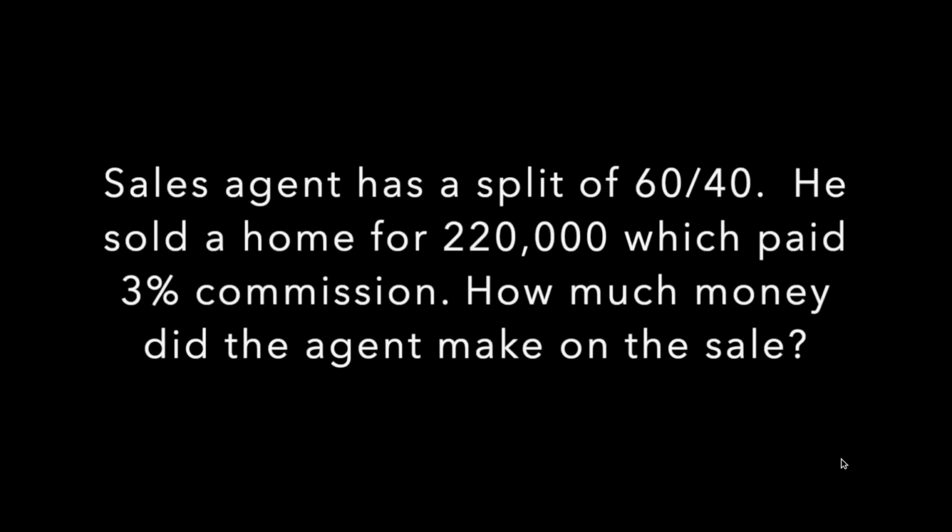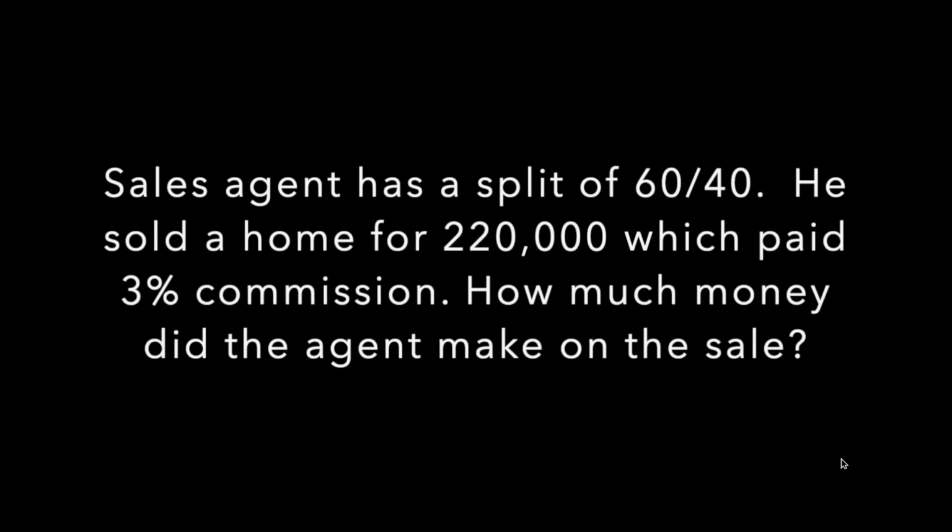A sales agent has a split of 60-40. He sold a home for $220,000, which paid 3% commission. How much money did the agent make on the sale? Okay, guys, so for this question, like I said, always just try to take it sentence by sentence. So they're asking how much money did the agent make on the sale? The first sentence tells you how much the split is. So in this case, the agent made 60%.